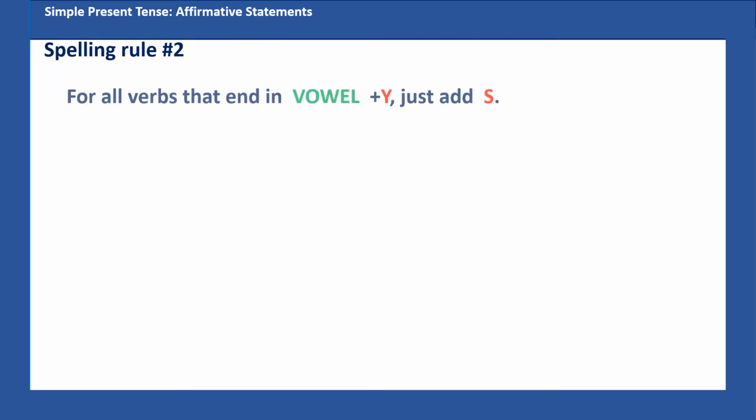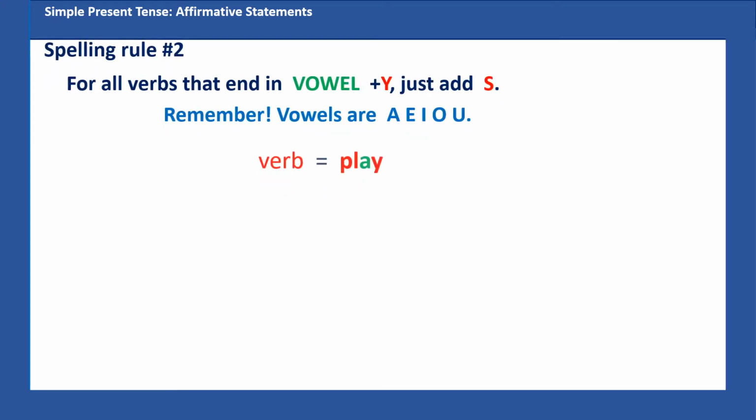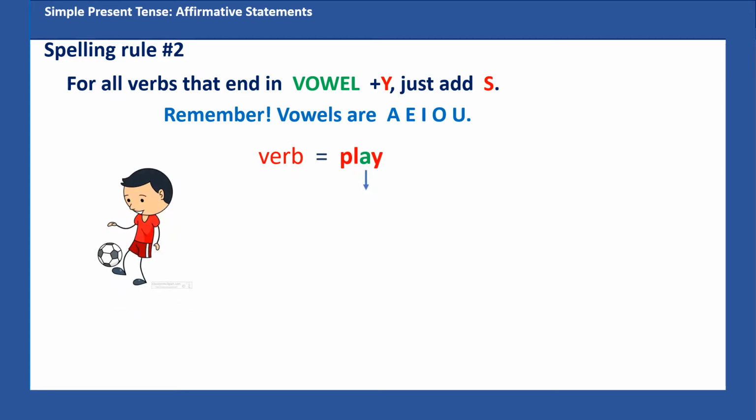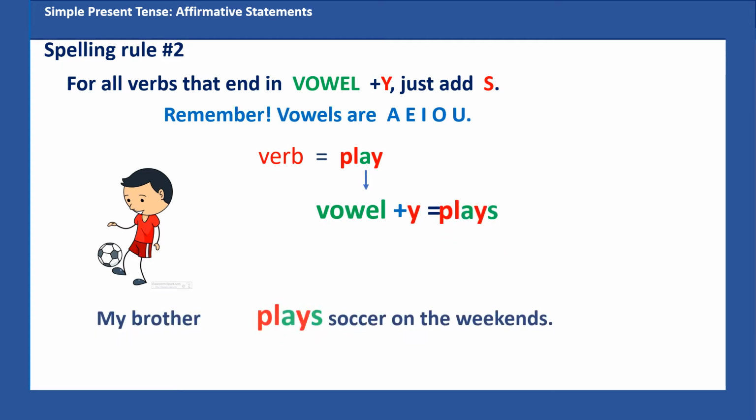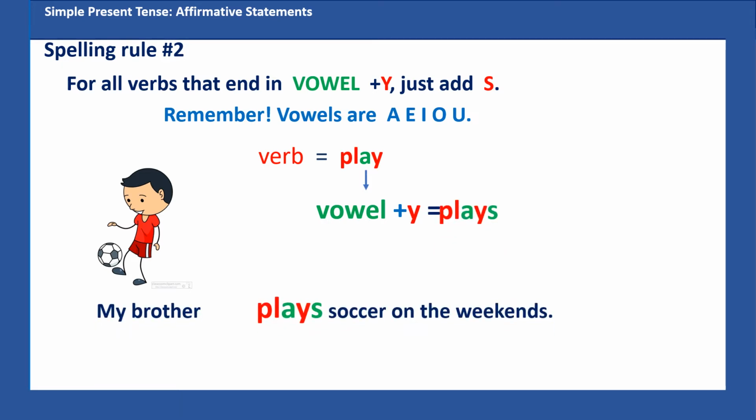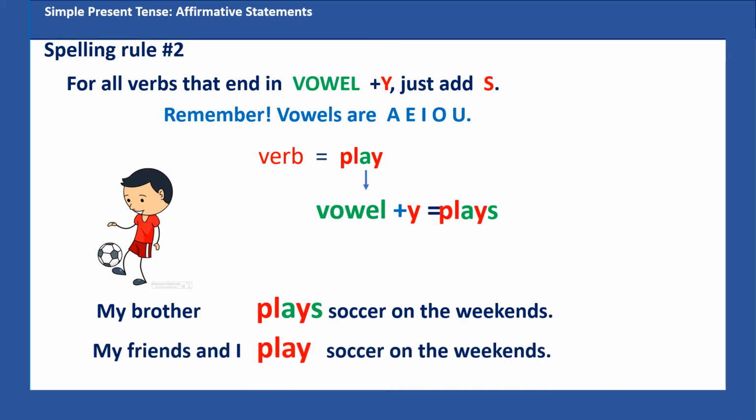Now let's take a look at another verb. Let's look at the verb play. We have vowel plus Y, you just add S. My brother plays soccer on the weekends. Why do we have an S? Because the subject is brother. It's he. But my friends and I play soccer on the weekends.